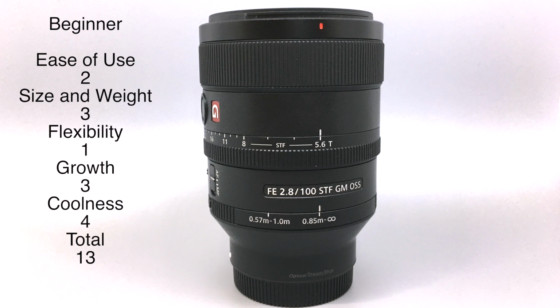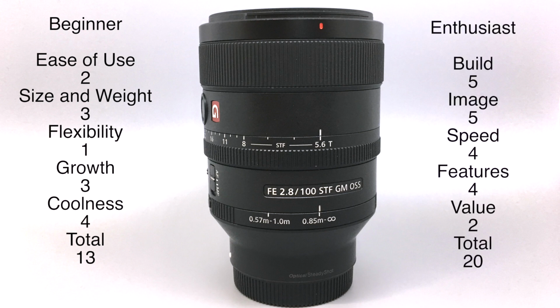It's cool. Lenses with aperture rings are cool. I just decided that. So it's going to get a 4 out of 5. And yet, despite that, I just don't think I can give it a point for dopeness. And as a result, it gets a 13 out of 25. Let's move on to the enthusiast usage category. It's going to do much better here.